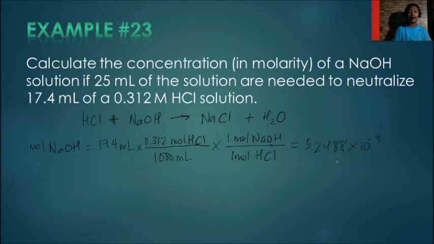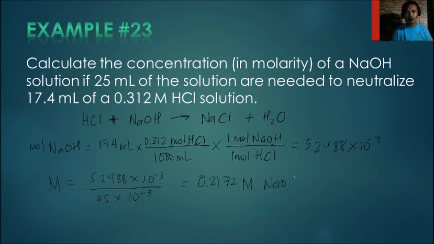From that, alamin na natin yung magiging molarity. We can have 5.2488 times 10 raised to negative 3 moles ng sodium hydroxide divided by kung ilang liters meron yung base. We have 25 ml, gawin ko muna siyang scientific notation, 25 times 10 raised to negative 3 liters. From that, malalaman na natin kung anong molarity. We can have 0.2172 moles per liter of sodium hydroxide solution.